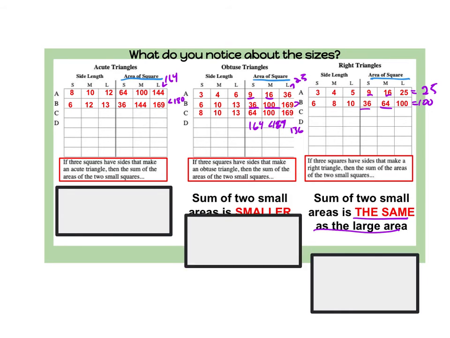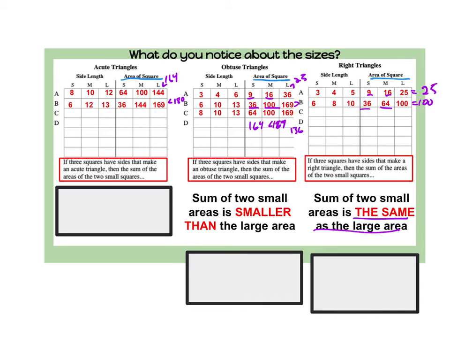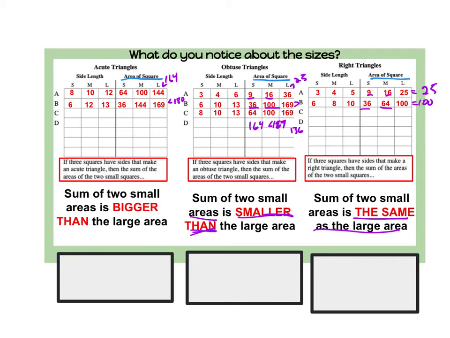If I'm looking at the obtuse, the sum of the two small areas is smaller than the large area. So not talking about the sides. Remember, the sides help us determine if it is a triangle. This is just the area. So if it's an obtuse triangle, the area of the two small sides is less than the total area of the large side. And then for the acute, it's the same type of thing, but the two smaller sides are bigger than the large area.